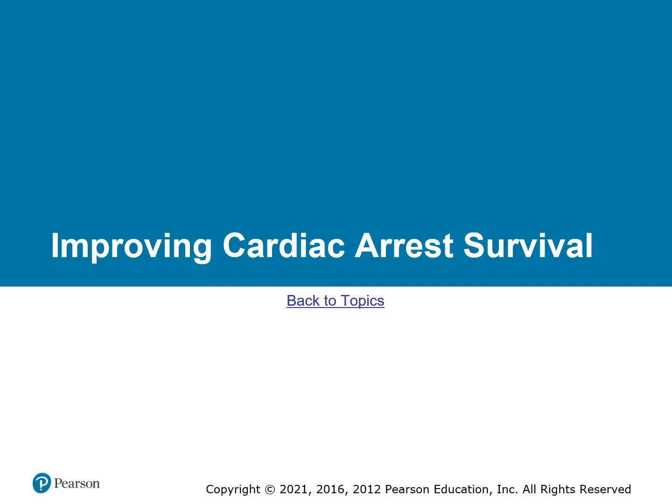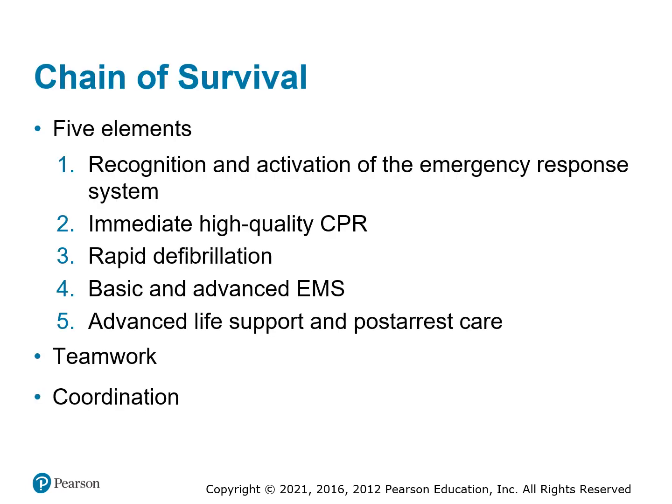So one thing we're doing is trying to improve our cardiac arrest survival in general. So we've got the chain of survival. The 5 things we talk about in our book here are recognition and activation of the emergency response system, knowing there's an emergency, immediate high quality CPR, rapid defibrillation, basic and advanced EMS, and then advanced life support and post-arrest care. Once we get them back, now we've got to keep them back and get them back to a normal lifestyle.